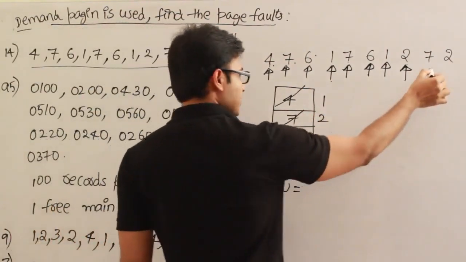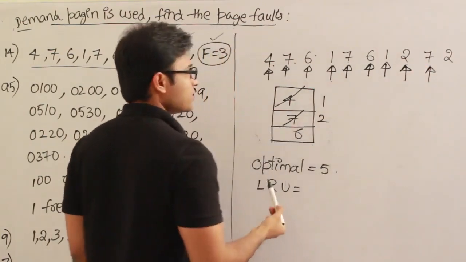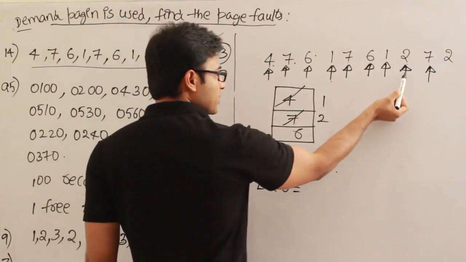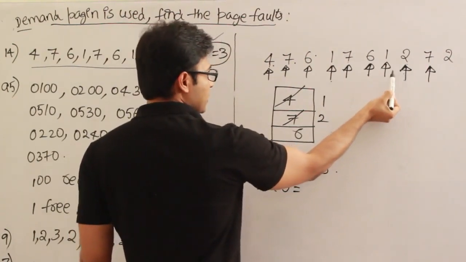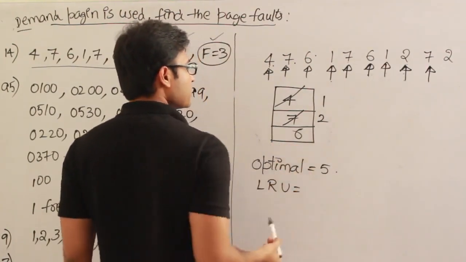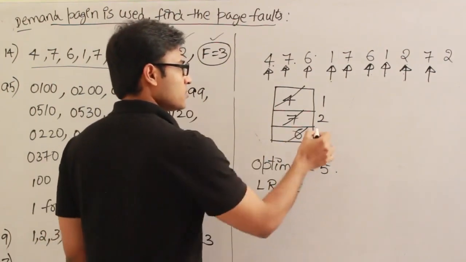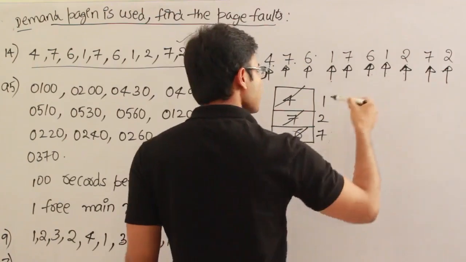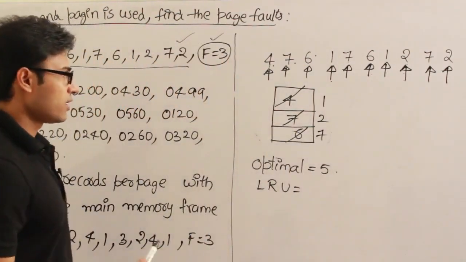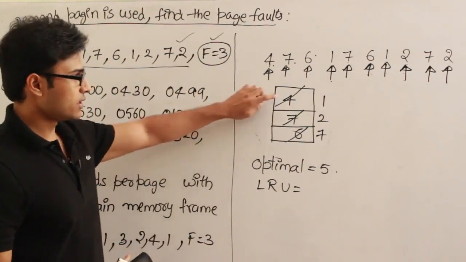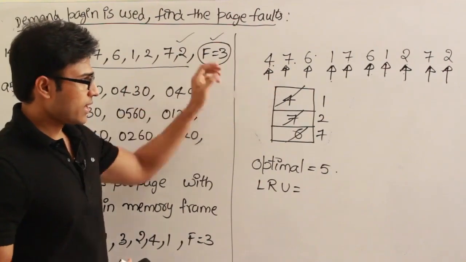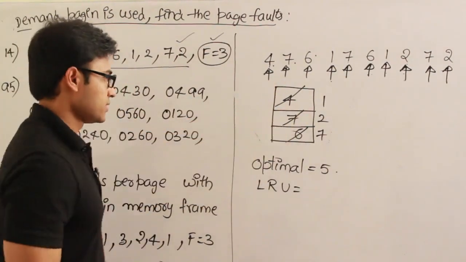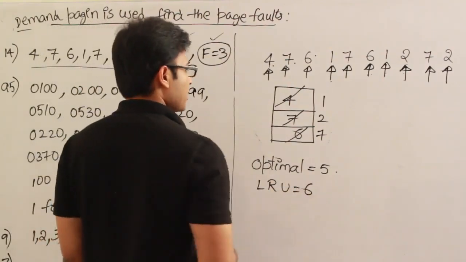Now the problem is that immediately after replacing 7, I need 7, right? And now which one do you want to replace? Again, look at the least recently used. 2 is most recently used, 1 is second most recently used, 6 is least recently used. So you replace it with 7, and got 7. And next I want 2 and 2 is already present, right? So in the case of LRU, least recently used, see the number of page faults. Every number I write here is a page fault. So 1, 2, 3, 4, 5, 6. 6 page faults are there in LRU.